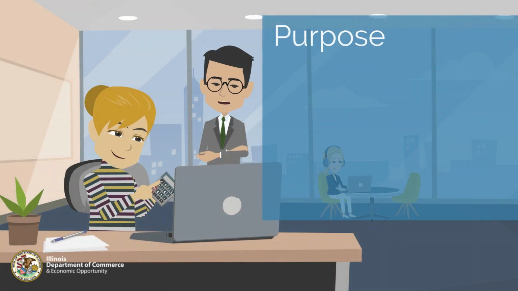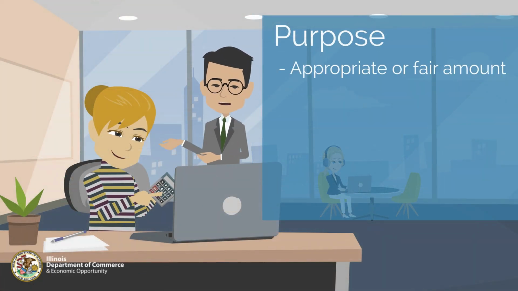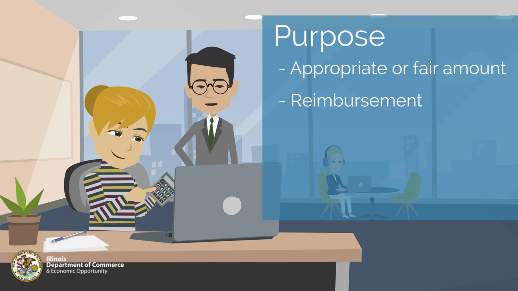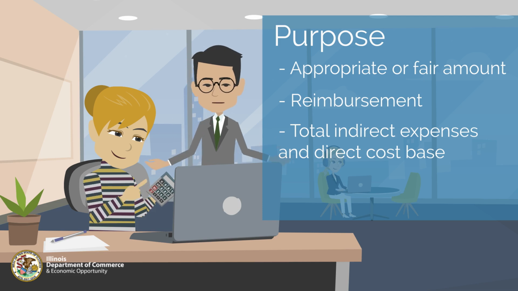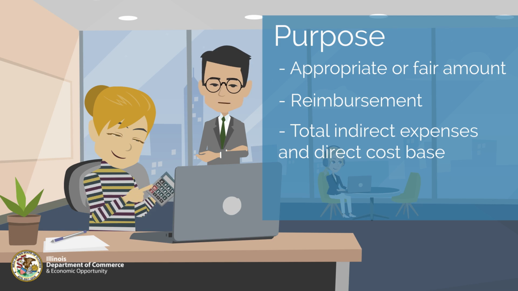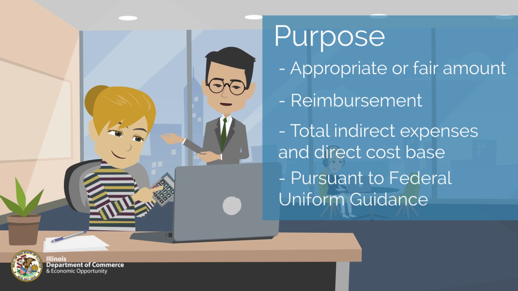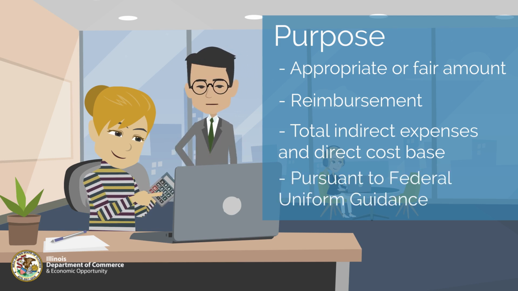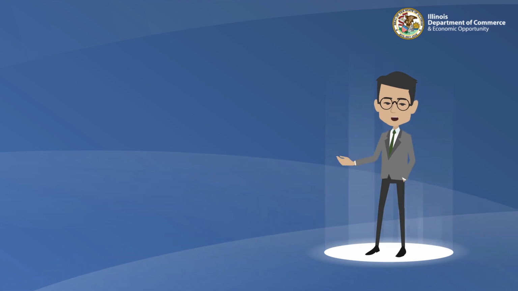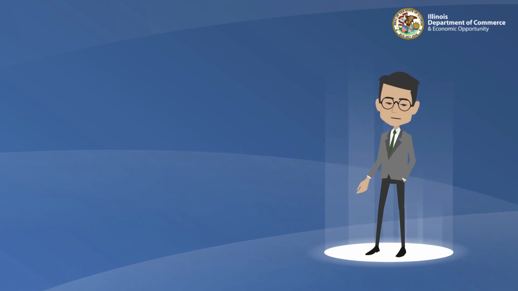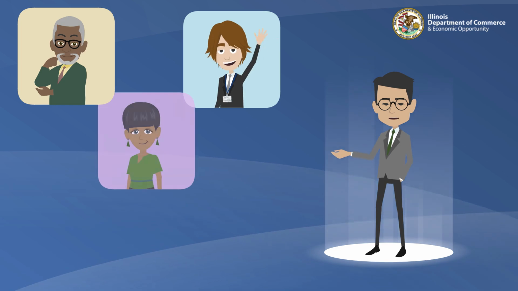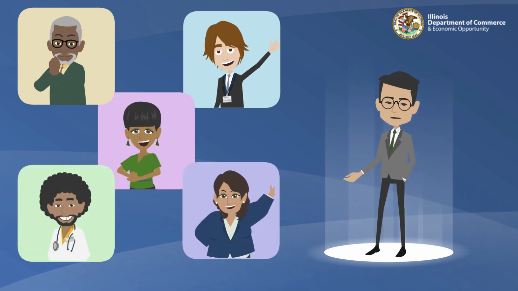The purpose of indirect cost election is to determine the appropriate or fair amount of indirect funding for which each program should be reimbursed. This calculation uncovers the proper ratio between total indirect expenses and the direct cost base. The indirect cost rate system is required to be used by all grantees to make an annual indirect cost rate election or negotiate a rate with the state of Illinois pursuant to federal uniform guidance and is adopted by the Grant Accountability and Transparency Act. Indirect cost rate elections apply to all non-federal entities seeking reimbursement from funding entities including nonprofits, for-profits, institutions of higher education, hospitals, and units of local governments.